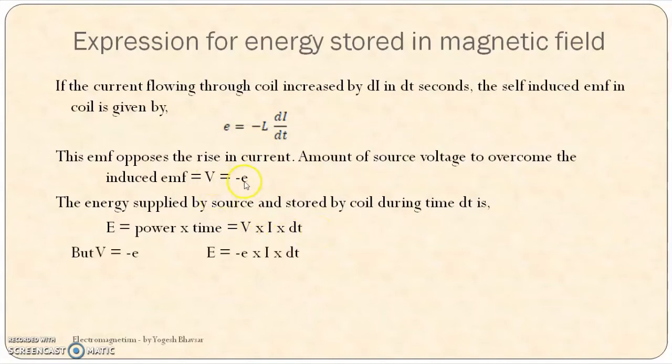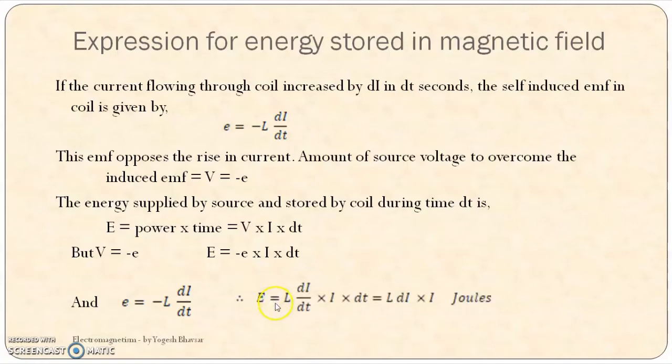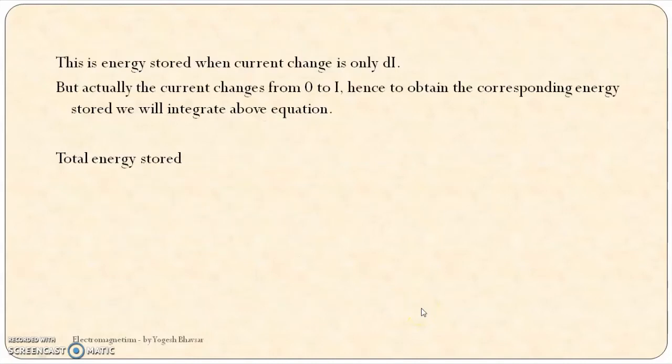But we have V is equal to minus e, then use it here in the energy stored, that is given by Vi dt. So E is equal to minus e i dt, and we have e is equal to minus L di by dt. So put in above equation, so we will get E is equal to L di by dt into i dt, and therefore this dt will get cancelled. So L di into i joules. So this is the energy stored when current changes is only di.